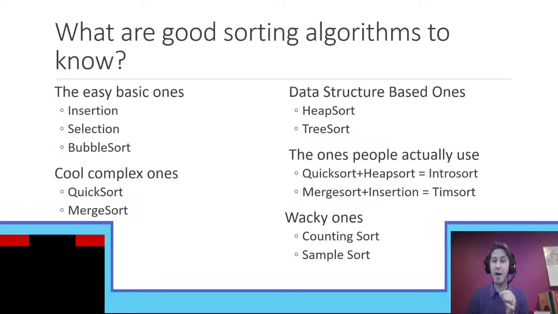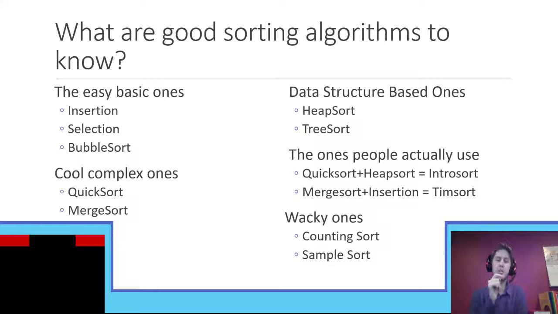There are many, many algorithms out there for solving the sorting problem. You probably already know several of them, and if you don't, you should memorize some for job interviews. Which ones should you know? Well, here's one way to think about that. First, you should make sure you know about the easy basic ones: insertion sort, selection sort, and bubble sort. You should also know the cool complex ones like quicksort and merge sort, since they have nice algorithmic properties.